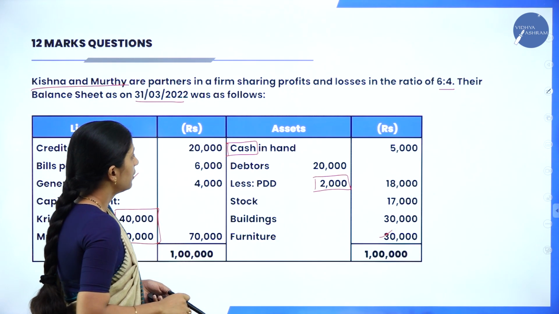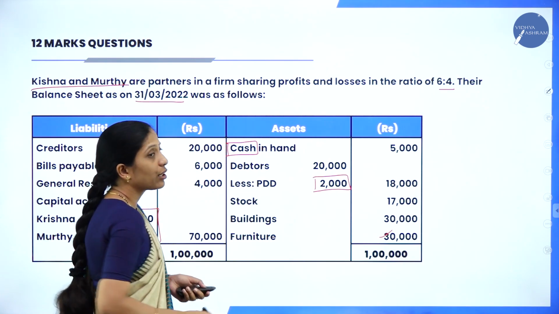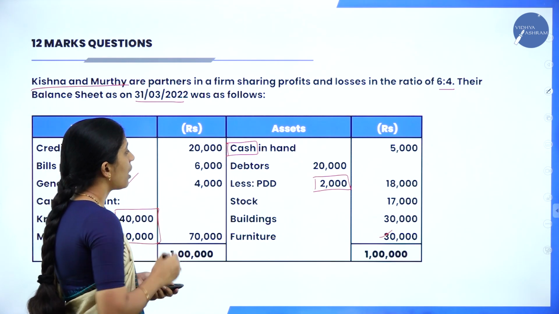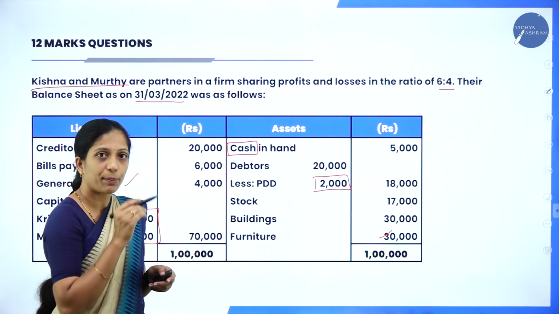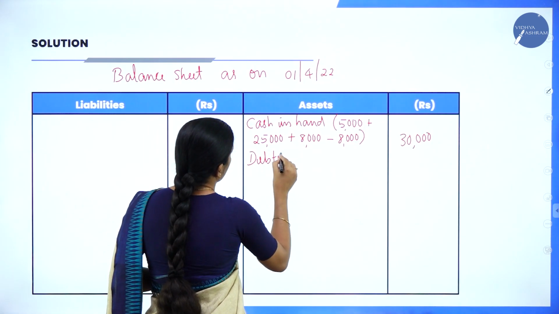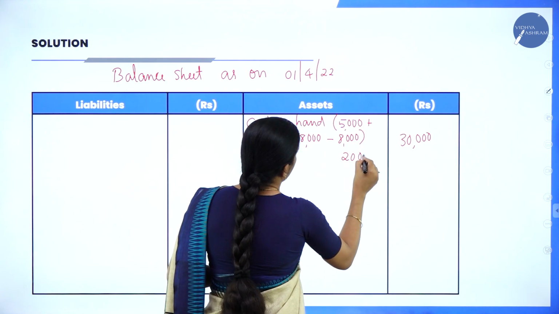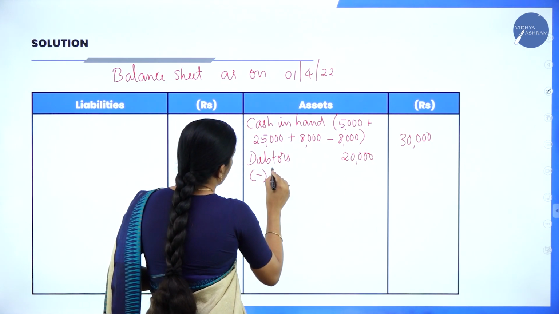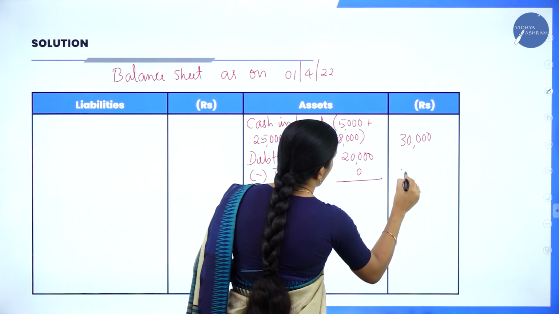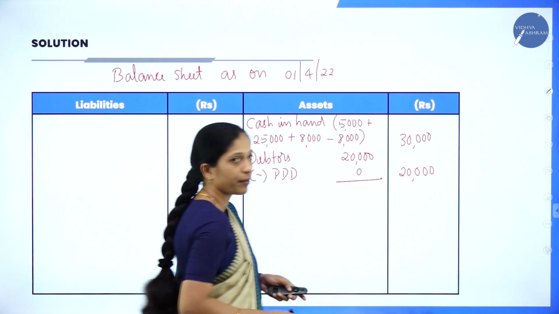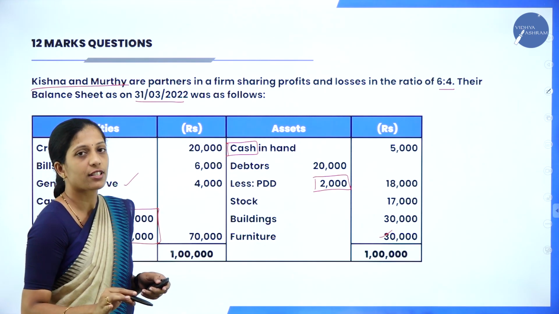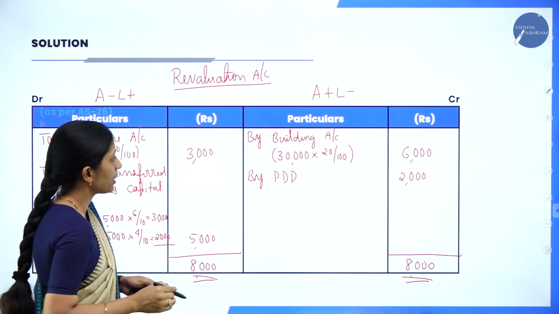Next one, debtors 20,000, but they have clearly told PDD is no longer necessary. So debtors 20,000. So how do you write? Minus PDD. Now the PDD is 0. Okay. So debtors 20,000. Earlier there was a PDD of 2,000. Now they have told that PDD is no longer necessary. So PDD is 0 now. So outer column 20,000. After that, next stock 17,000. No difference in stock. There is no adjustment. So stock directly 17,000.